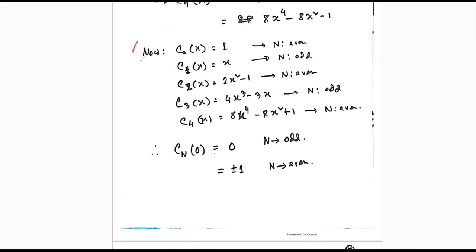Now, in summary, we can write C0x. What is this 0 for? N equal to 0, sir. What is n? N is the order of the filter. So this is the 0th order filter. Okay.